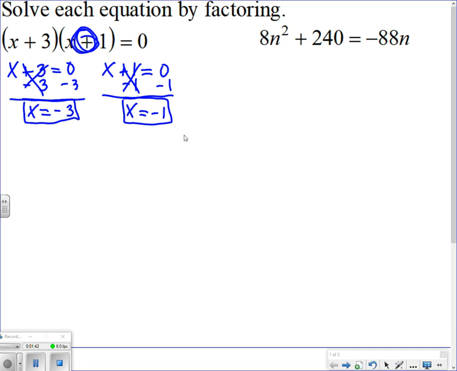Now the next example is not factored, okay? So I have to factor it before I can do the work. When you solve quadratics, they should be equal to 0. So I need this equal to 0. You can put the 0 wherever you want. In this case, the easiest side will be this because you only have to get rid of one number. So the opposite of -88n will be positive 88n. And what you do to one side, do it to the other, plus 88n.